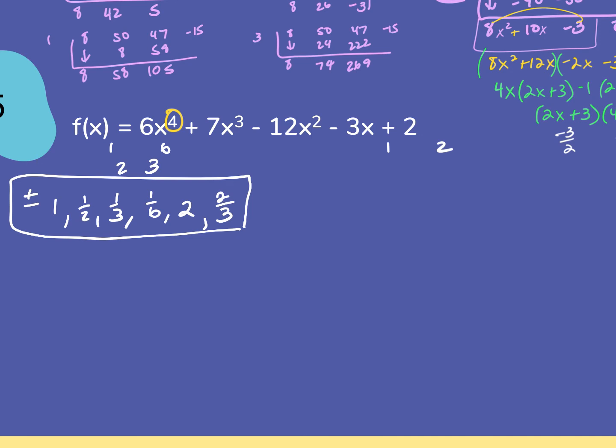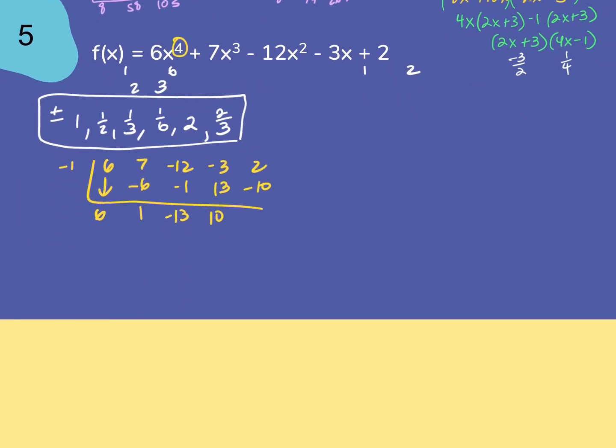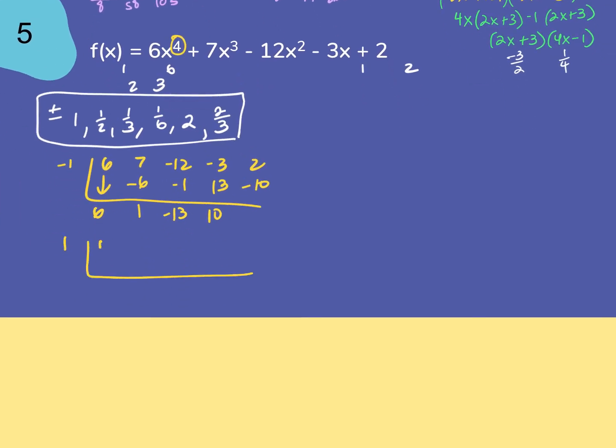You good so far? Good news is there's only 4 whole numbers to try, right? So I start with -1. I get 6, 7, -12, -3, 2. Bring down the 6, -6, 1, -1, -13, +13, +10, -10. Doesn't work. Go to +1. 6, 7, -12, -3, 2. Bring down the 6, 13, 1, -2, and 0. There's the first one.